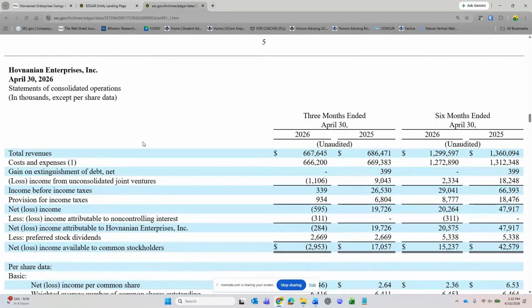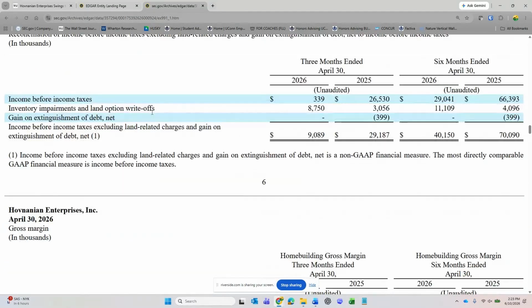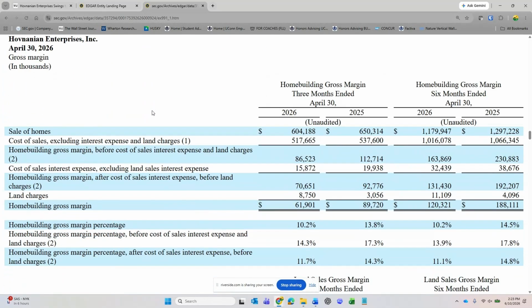I went to their income statement, and again, for the most part, it was making sense. We have the total revenues, we have costs and expenses as expected. And where I got a lot of clarity is when I kept scrolling, I got to the discussion of the gross margin. And here I see that what they're doing is they are starting with the revenue and then they're saying, we're going to subtract the cost of goods sold, but instead of the full cost of goods sold, we're going to subtract the cost of sales, excluding interest expense and land charges.